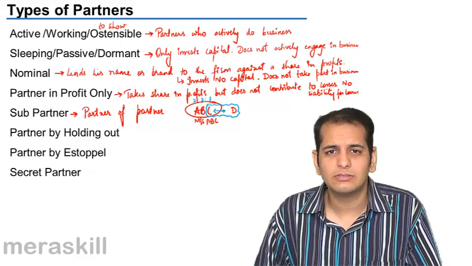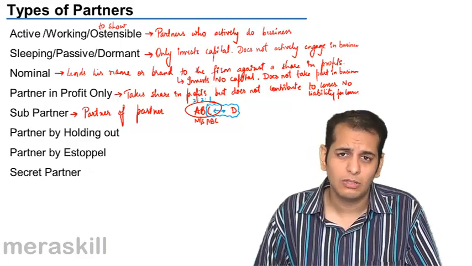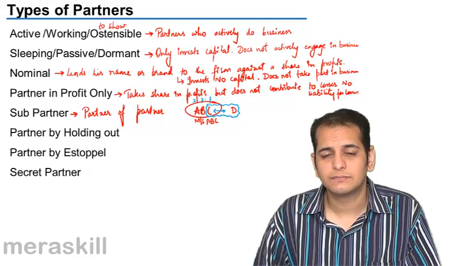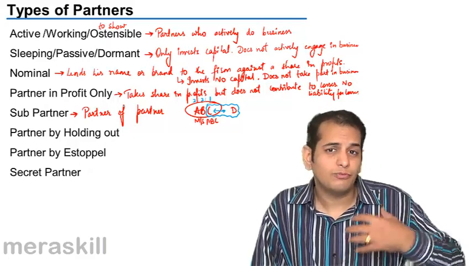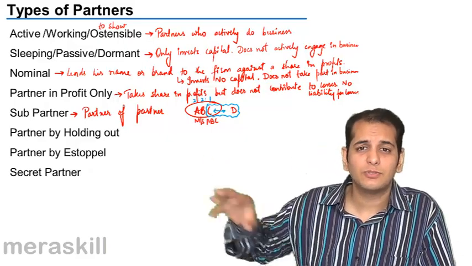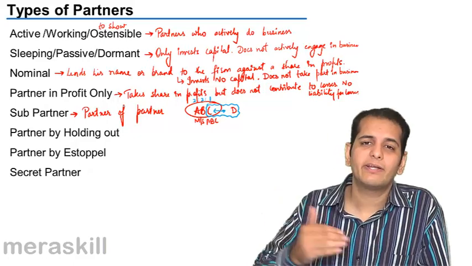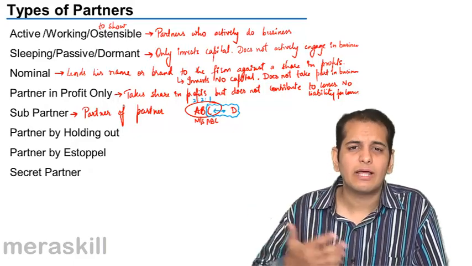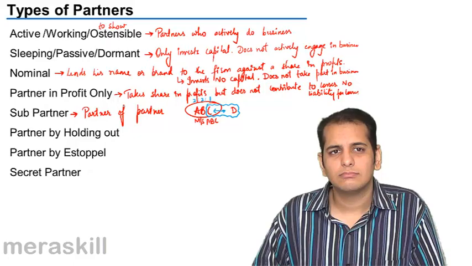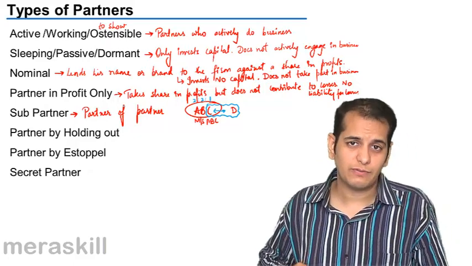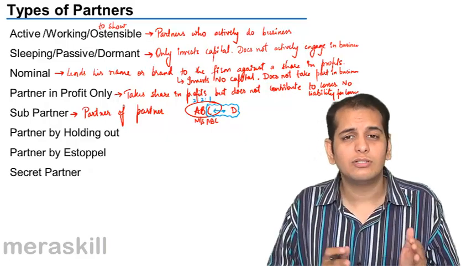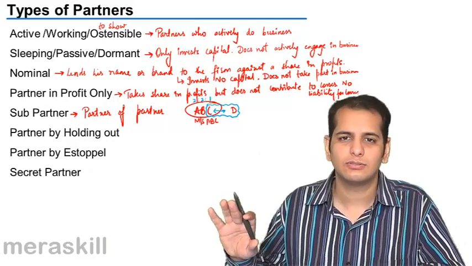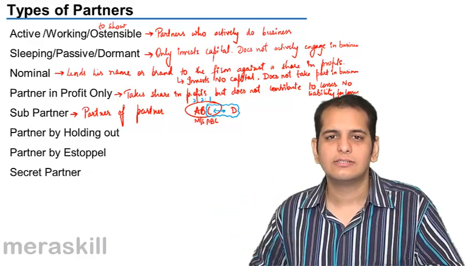If one of the partners is suffering from some terminal illness like AIDS or cancer or some mental disease, in that case also the firm may not like to disclose this fact that such and such person is a partner. People may avoid transacting with such firms. So this is what happens when firms do not disclose this fact that some person is a partner who actually is a partner, but the firm does not disclose it. Such a partner is called a secret partner.